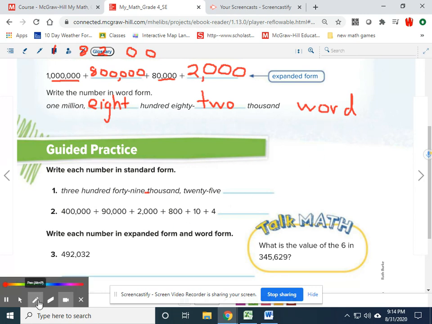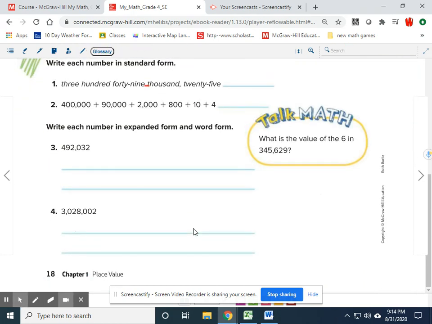Okay, let's go on down a little bit here. So it says write each number in standard form. So we're going to write the number out using standard form, so just using digits here. So our first number, we have to read it. And as we're reading this number, we want to also make sure we hear it in our head. So I hear 349,000, comma, 25. So I know that there's a set of 3 numbers, because I see a comma, and then I know there has to be another set of 3 numbers.